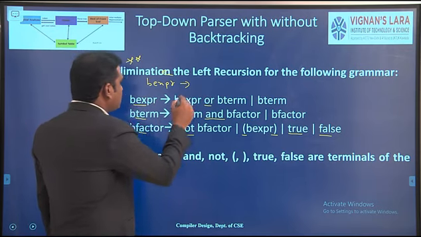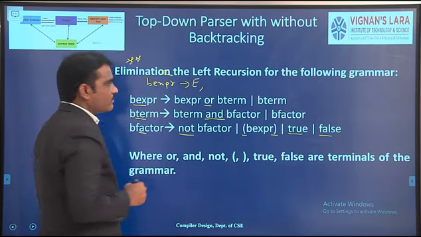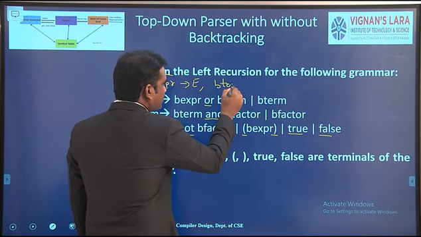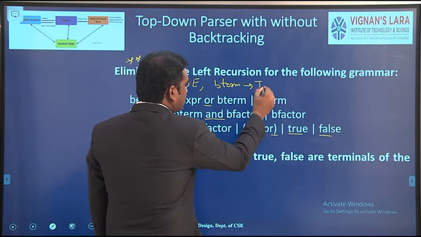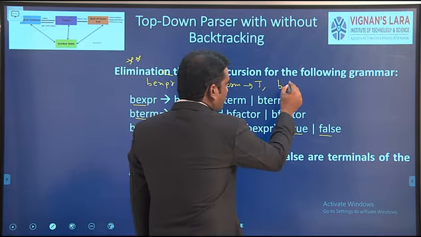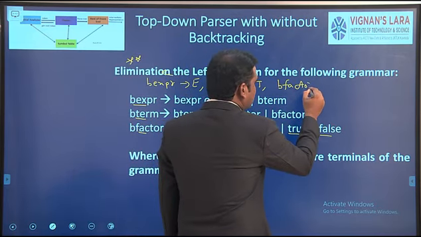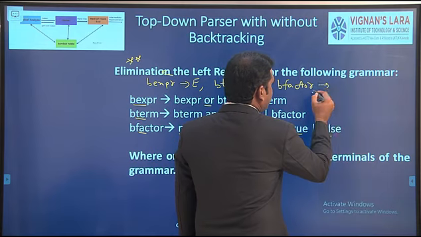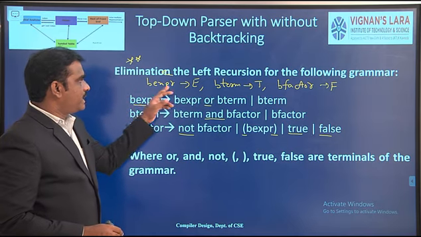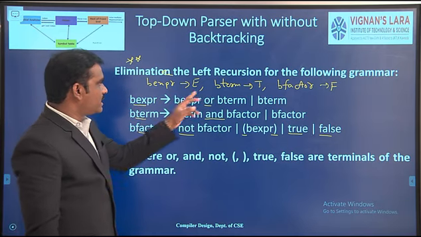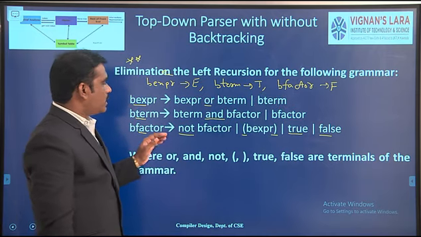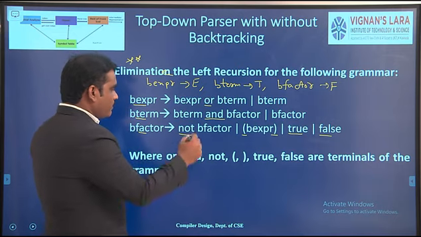It is replaced with some symbol E. Next one, B term, is replaced with some symbol T. Next one, B factor, is replaced with some symbol F. So B expression is replaced with E, B term is replaced with T, and B factor is replaced with F. Now rewrite the grammar like this.